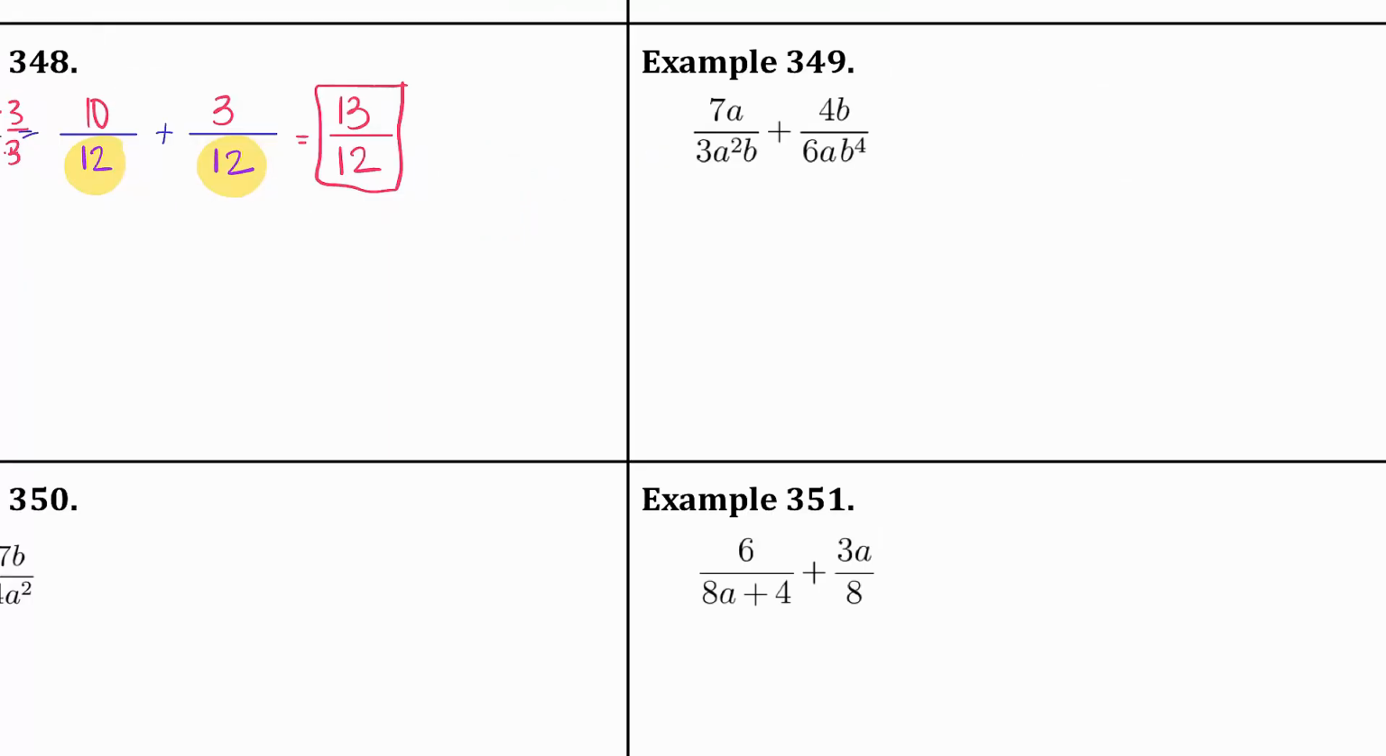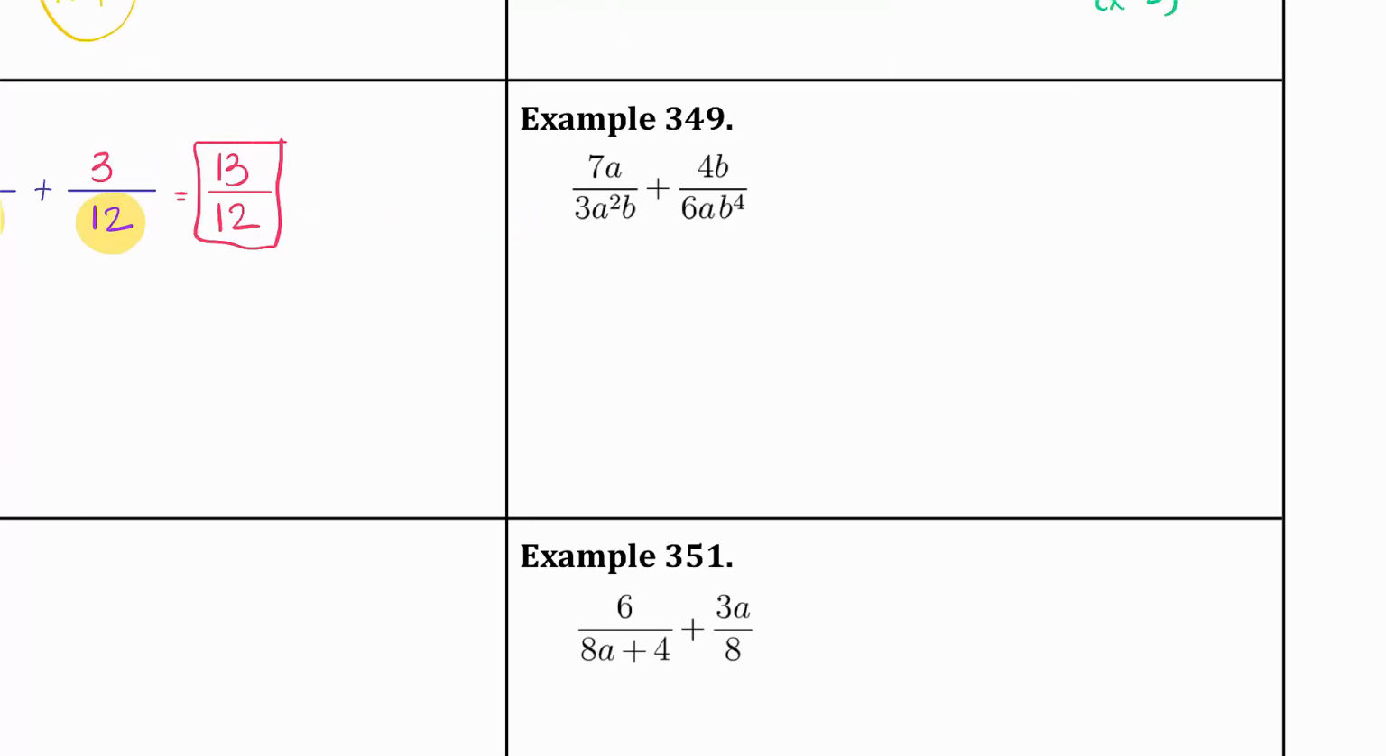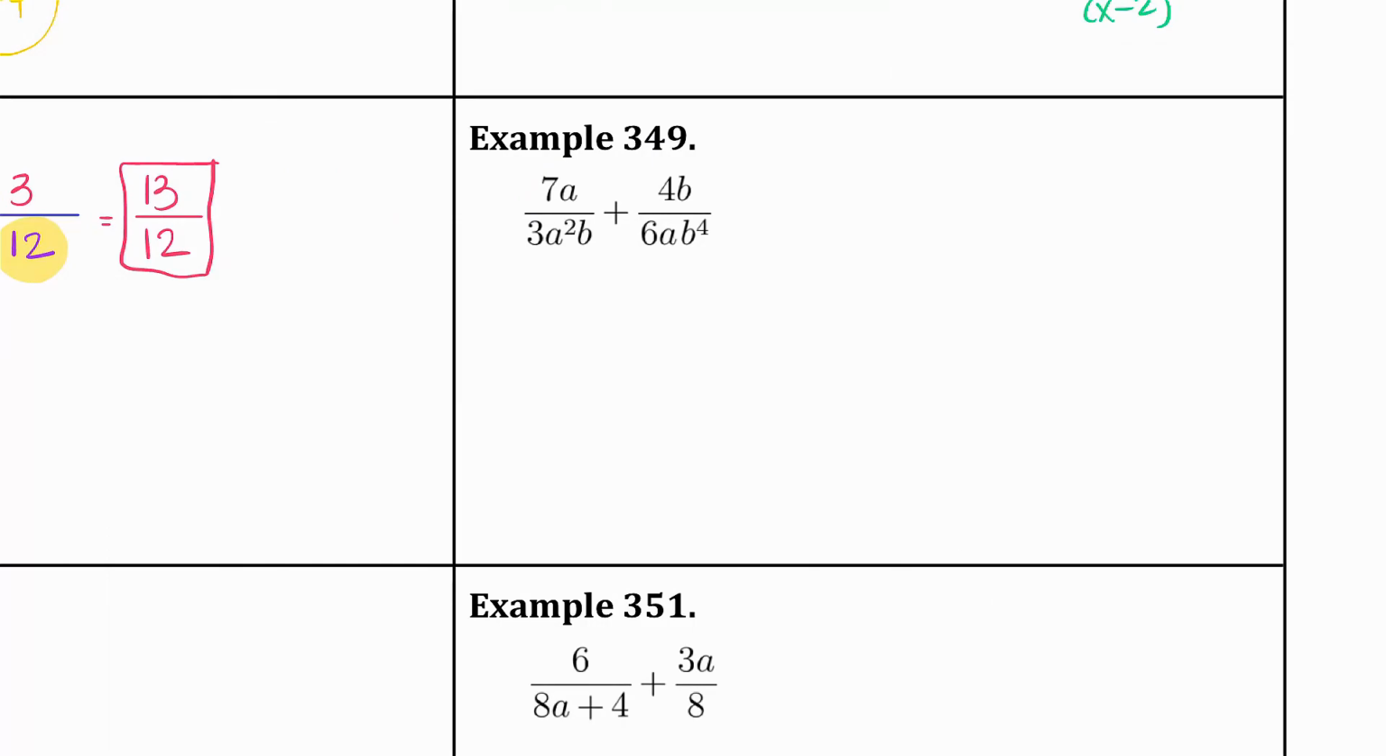All right, the next one, we have some variables and exponents. So again, they're not common denominators. So I'm going to give myself some space to rewrite my fractions here. And we've got to decide what we want their denominators to be. So let's take it piece by piece. 3 and 6. Well, the least common denominator of those two things is 6. So we need a 6 in there.